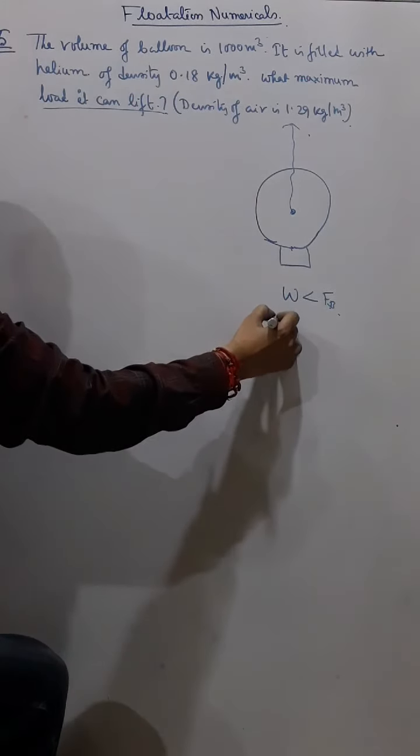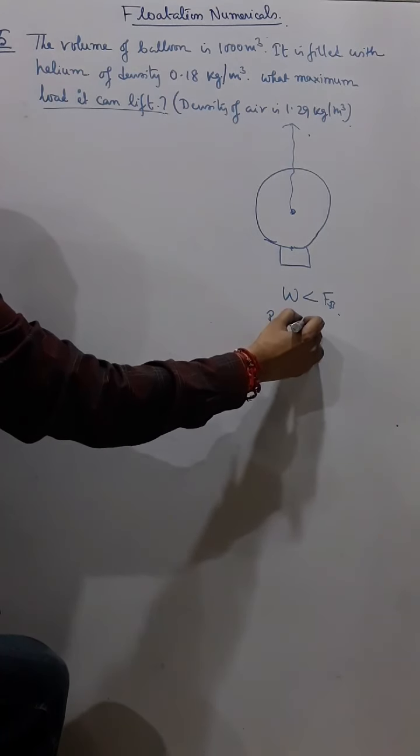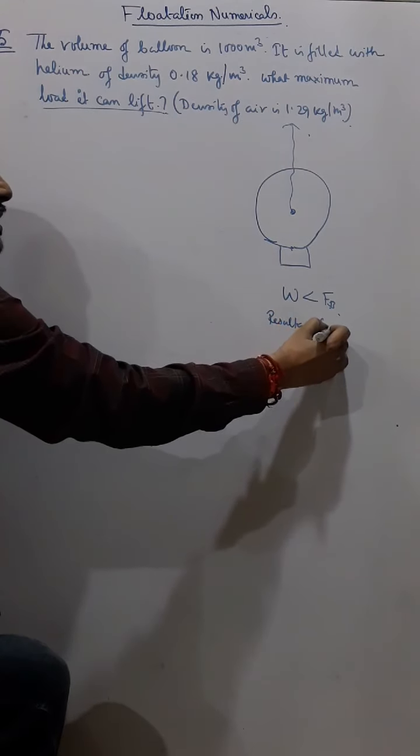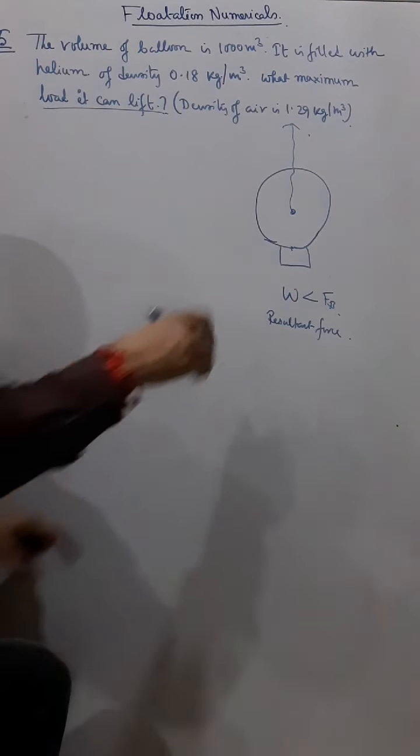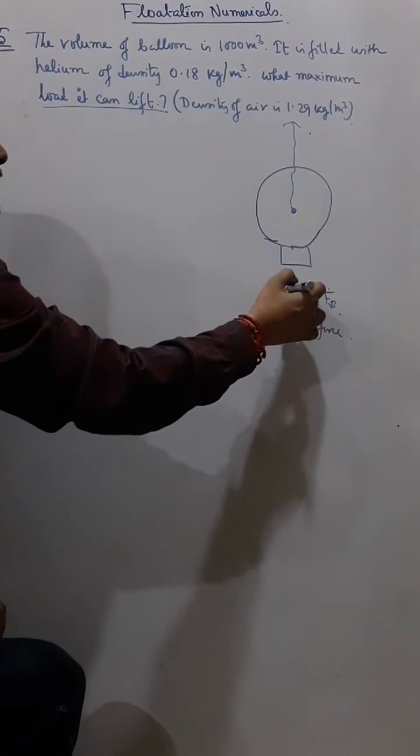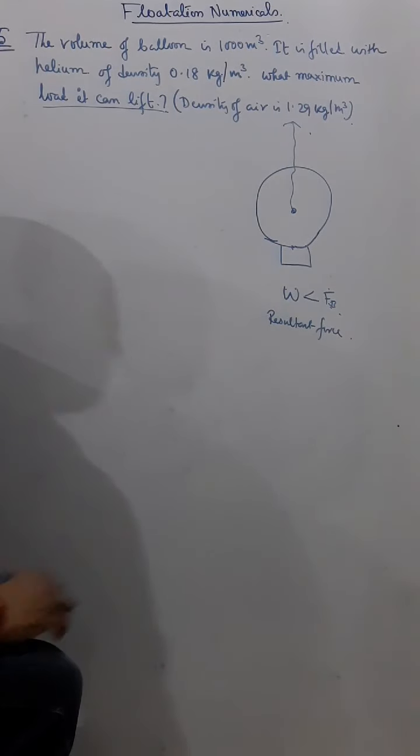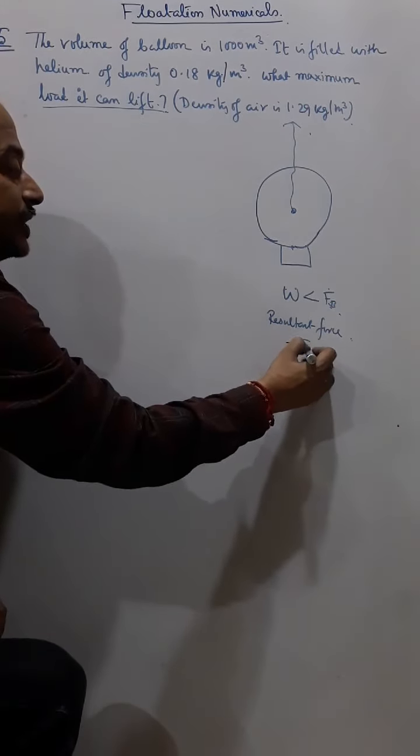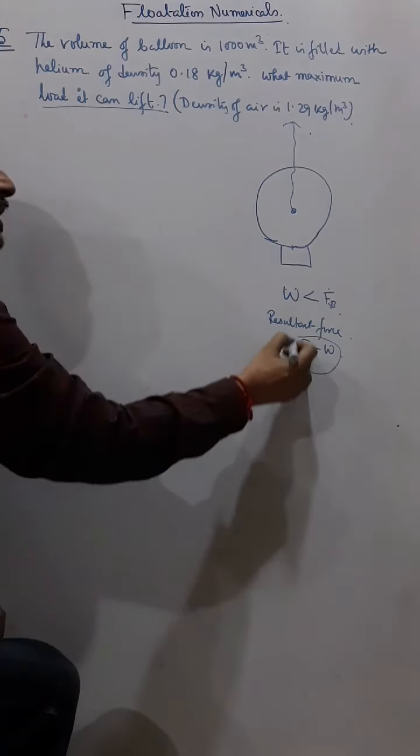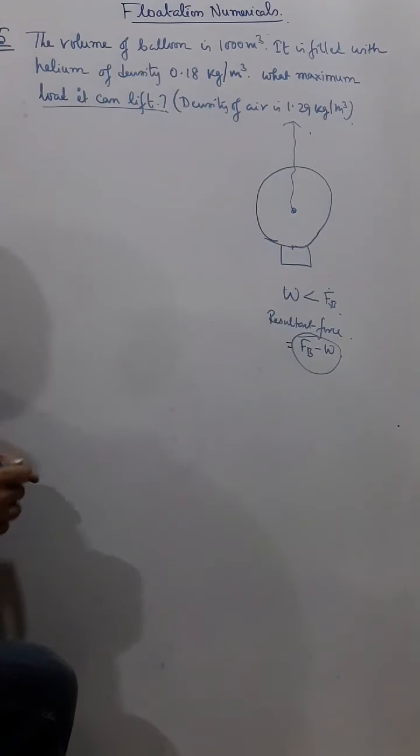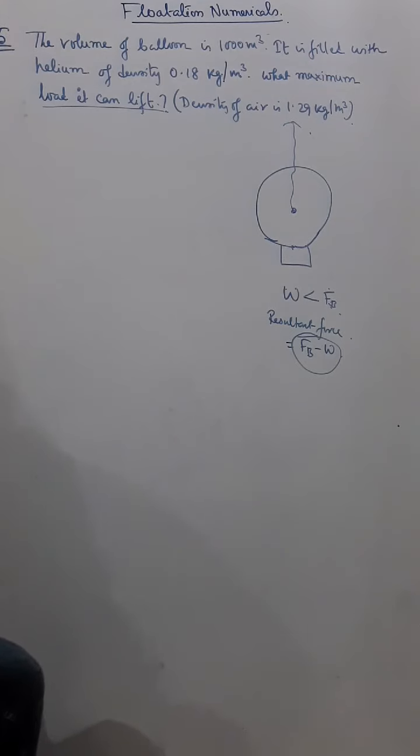Maximum load it can lift means the resultant force, and resultant force means the difference of the two forces. Here upthrust is greater and weight is less. So the resultant force will always be upthrust minus weight of the balloon, and this much load it can lift. So it is simple, we have to get the weight of the balloon and we have to get the upthrust. So let's calculate the weight of the balloon.